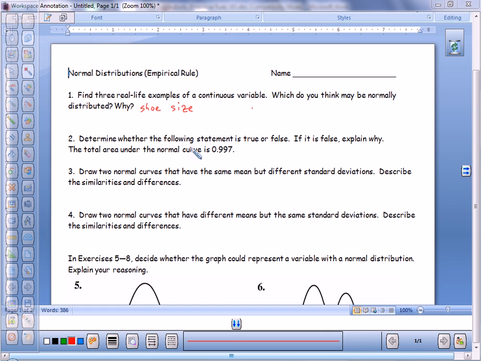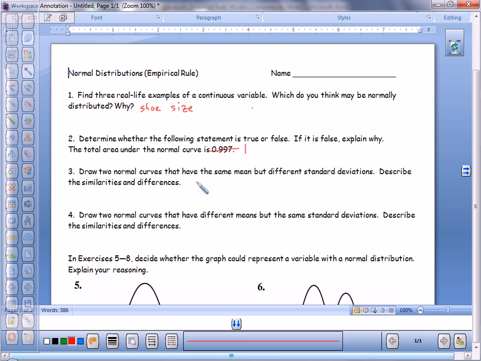Number 2, determine whether the following statement is true or false. If it is false, explain why. The total area under a normal curve. So if we're looking at a normal distribution, are our probabilities going to add up to 0.997? No. Our probabilities are going to add up to 1. So the total area under the curve is 1, or represents 100%.